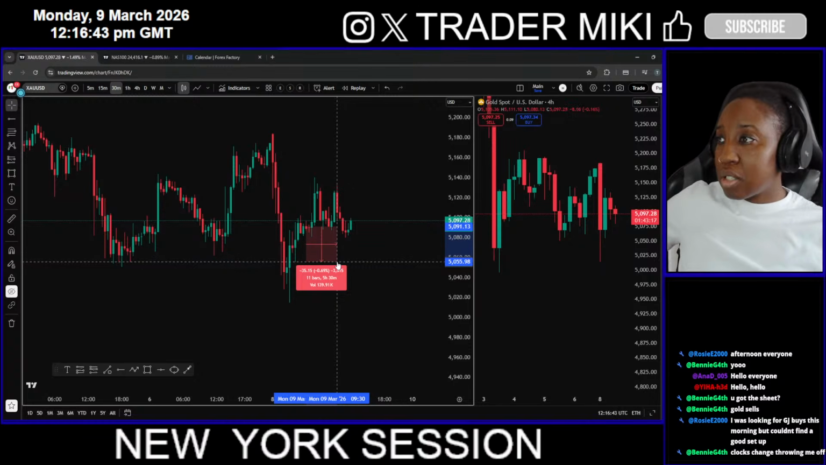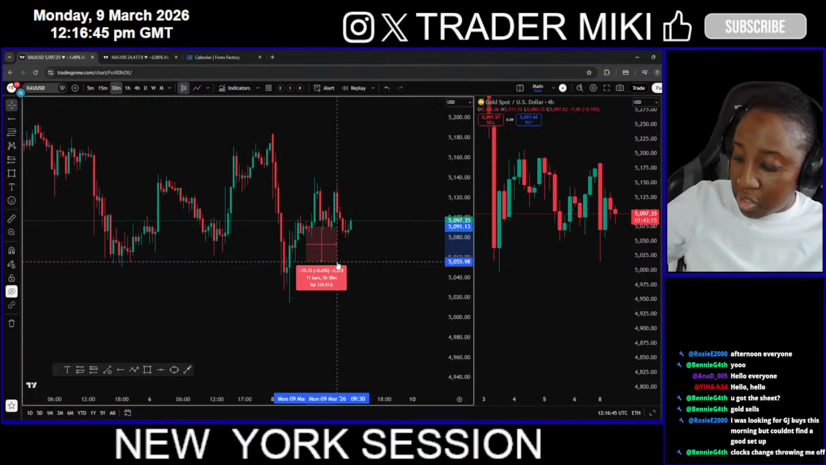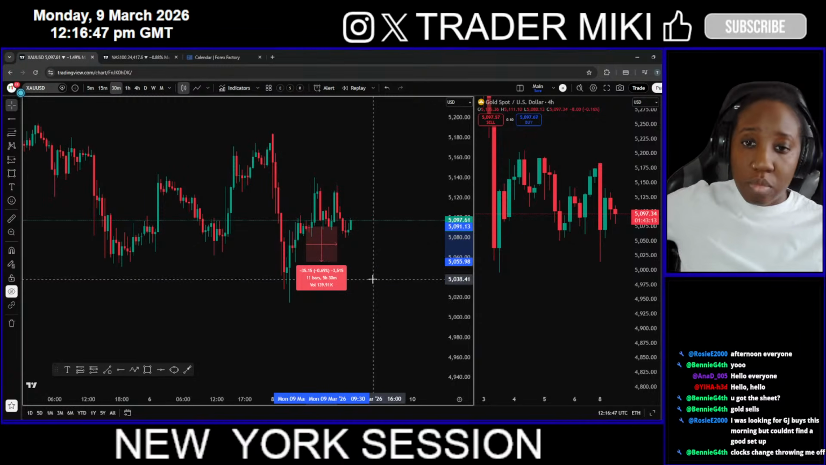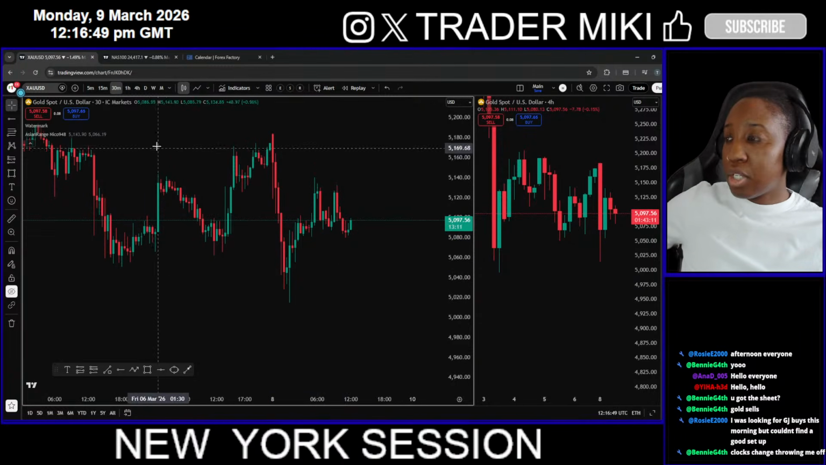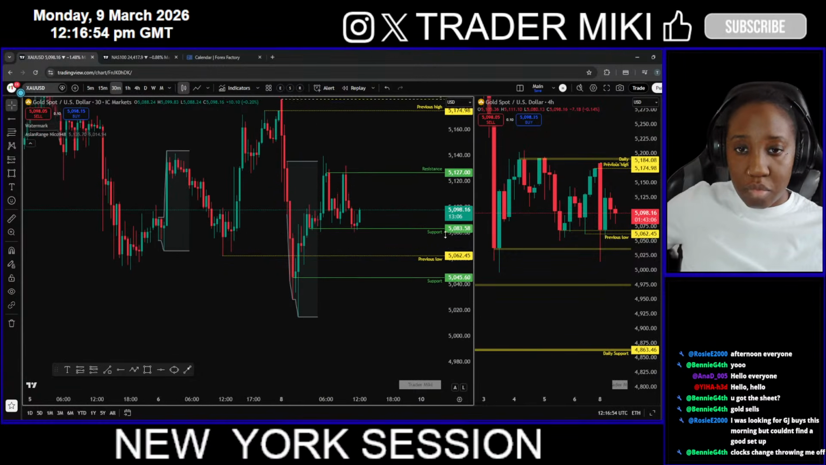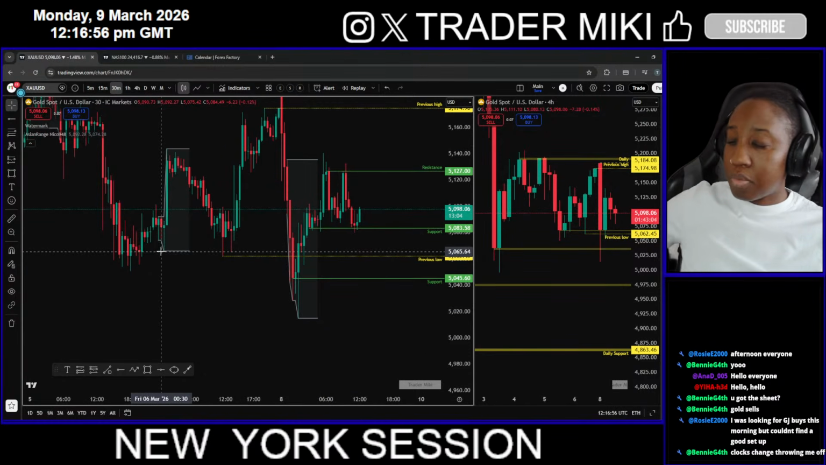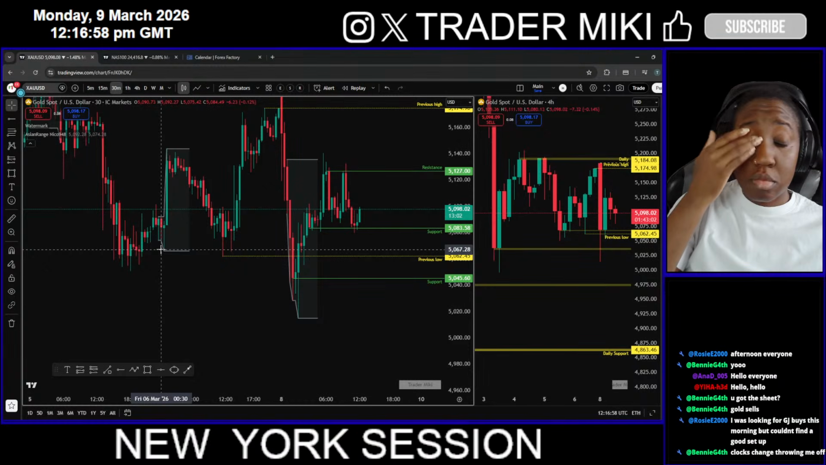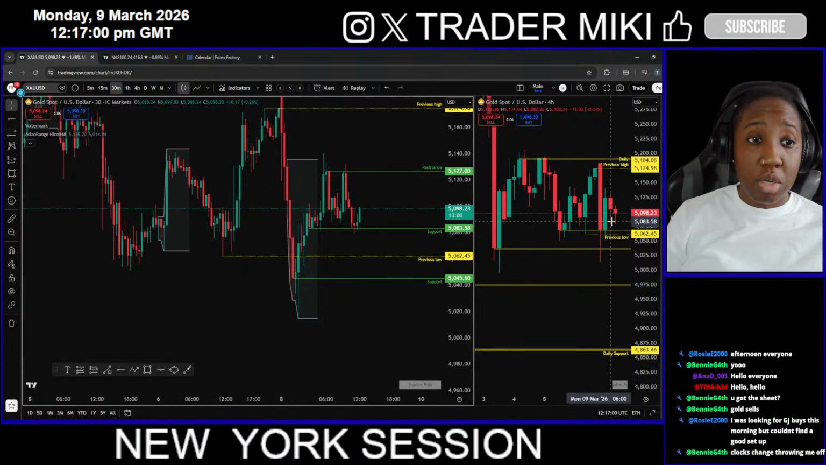5056, 5060, 5056, for the double top to finish. If we can break below this support. I mean, the 4 hour candle's already broken the low.